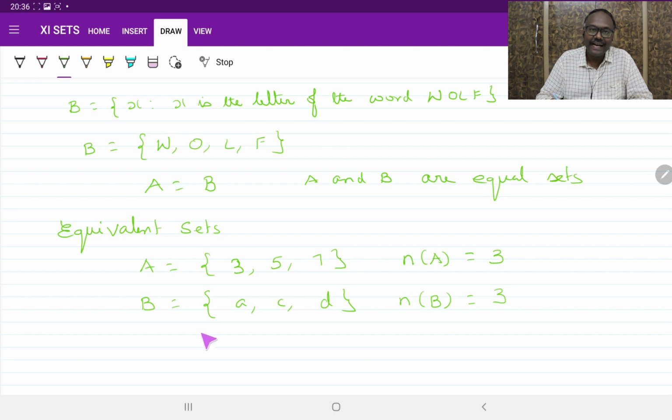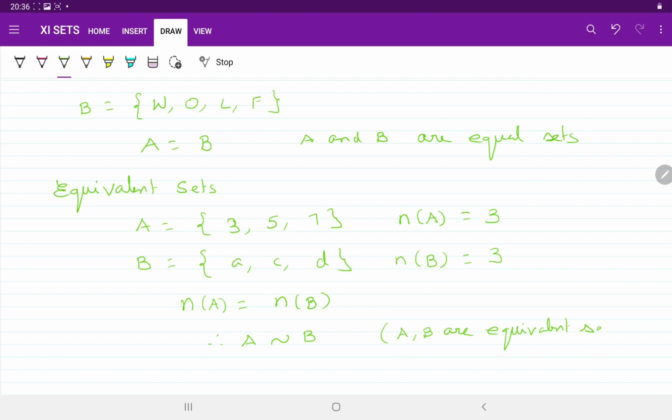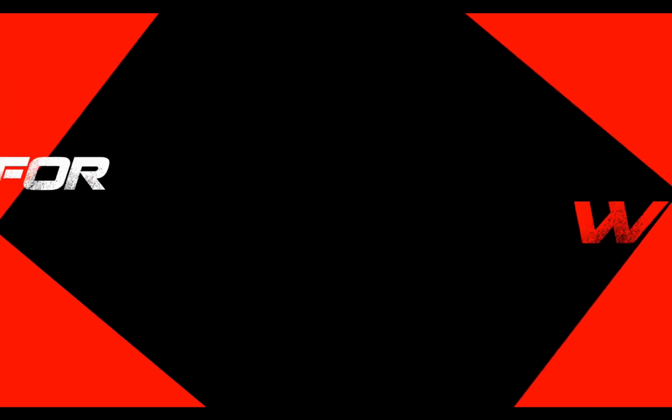So if set A and set B have the same number of elements, we say that n(A) is equal to n(B). If n(A) is equal to n(B), then we say that A and B are equivalent sets, and we write it as A equivalent to B. This is the symbol for equivalent sets. So A and B are equivalent sets.